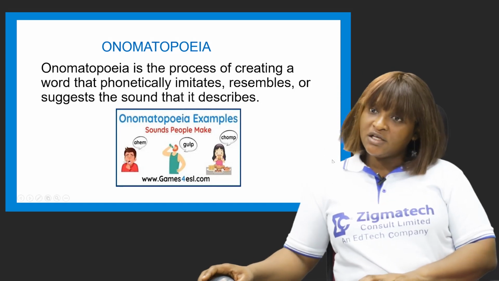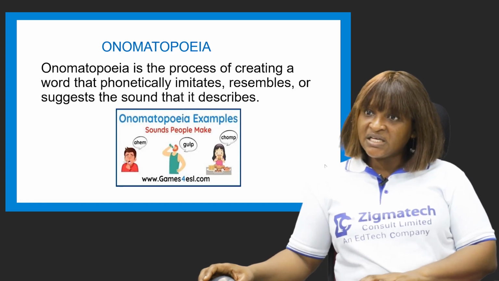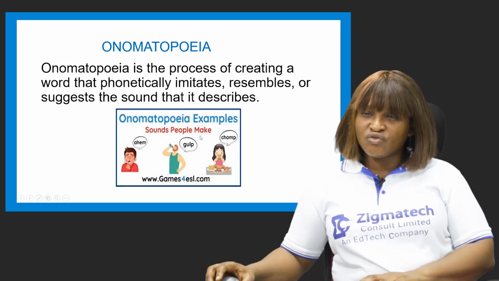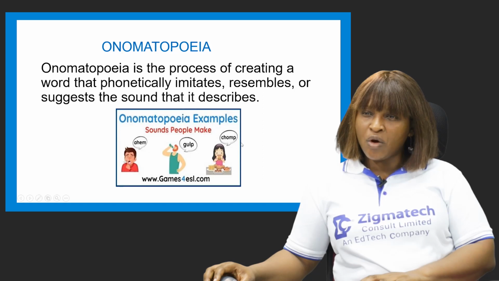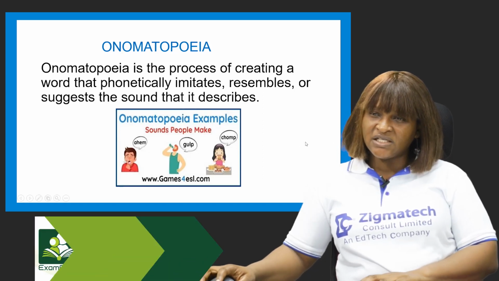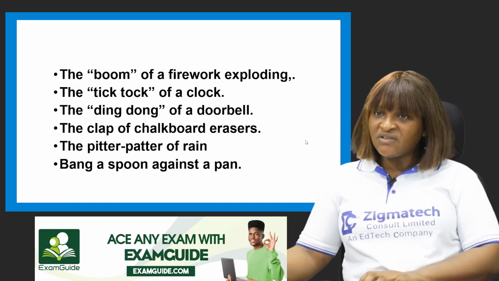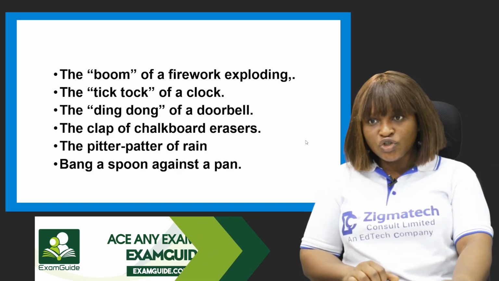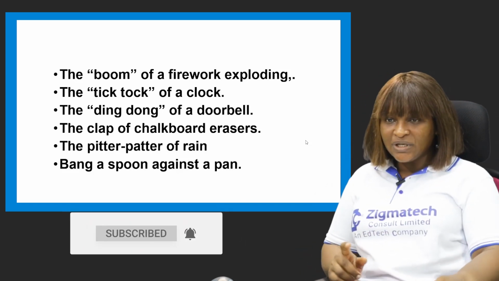So let's see what we have. It says onomatopoeia is the process of creating a word that phonetically imitates, resembles, or suggests the sound that it describes. So this is someone yawning. This another one is gulping, and this is chomp. So these are sounds that are made by people. Now we have the boom of a firework exploding. You have the tick-tock of the clock. Apparently, when the clock is functioning, you keep hearing tick-tock, tick-tock. So once tick-tock is mentioned, you know that is a clock.